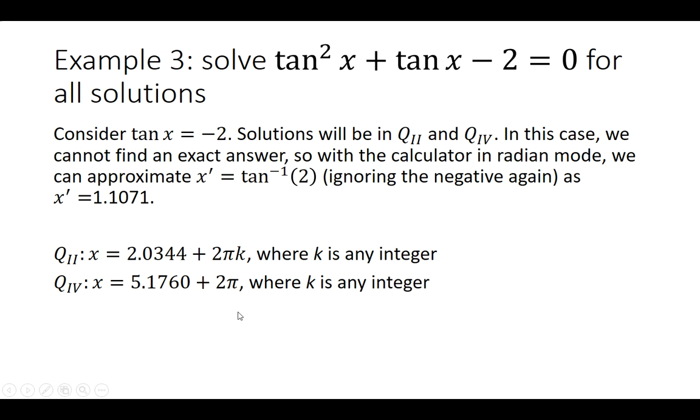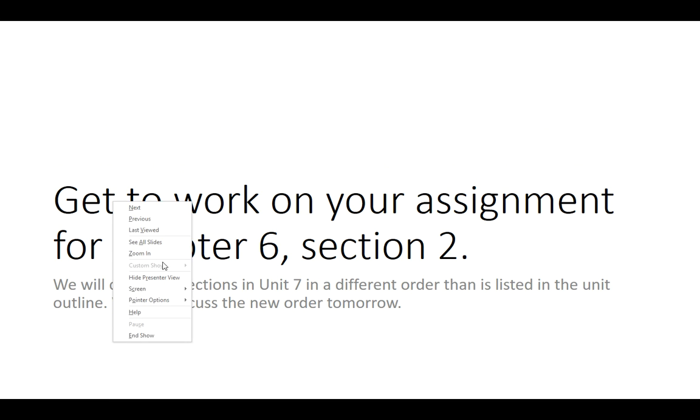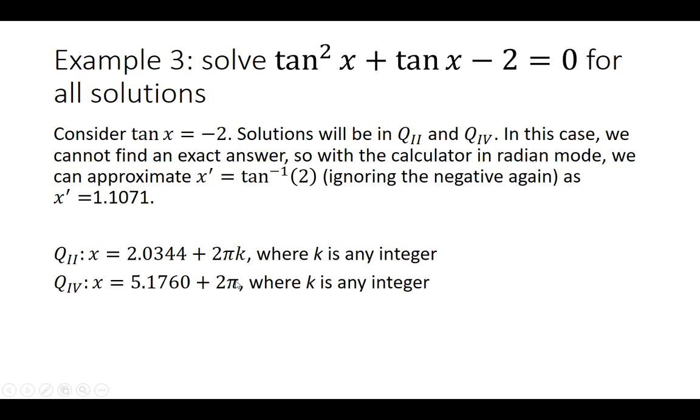There should be a k here. All right, so there should be a k here, 2 pi k, where once again k is any integer.